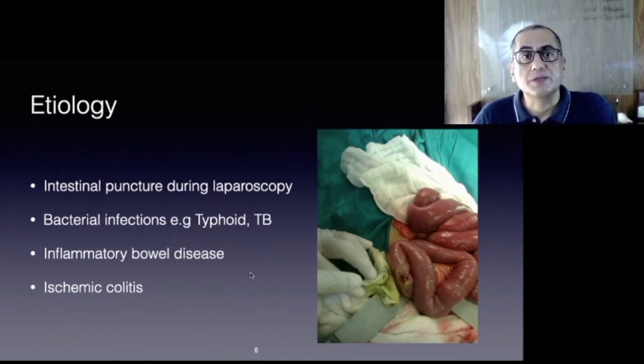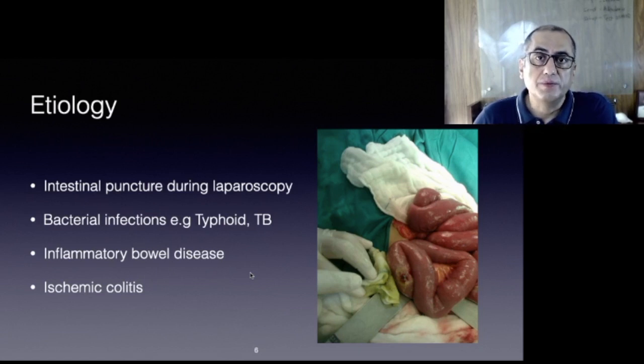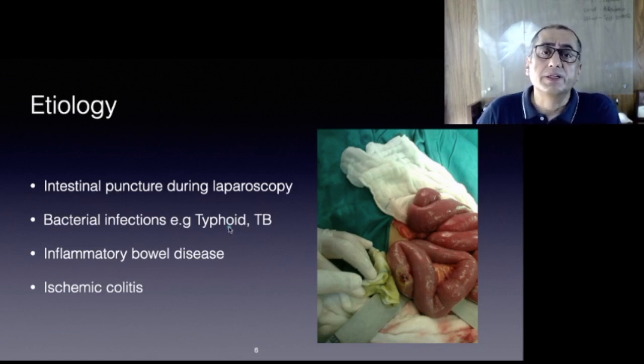Now, intestinal puncture may occur as a complication of laparoscopy. The factors that may predispose patients to this complication are obesity, pregnancy, acute and chronic bowel inflammation, and bowel obstruction. Bacterial infections, for example, typhoid fever, may be complicated by intestinal perforation in about 5% of patients. Perforation in these patients may unexpectedly occur after their condition has started to improve.